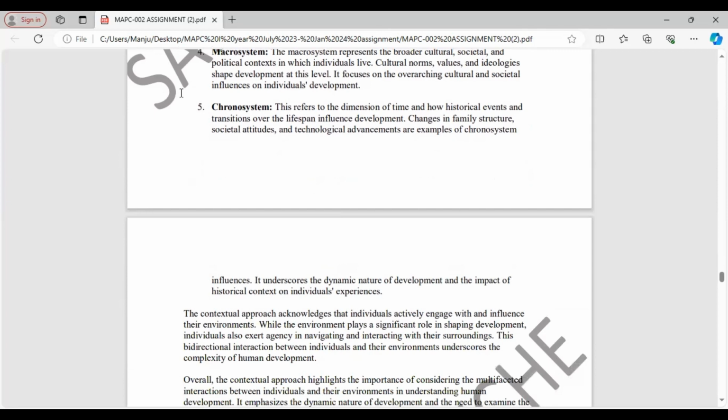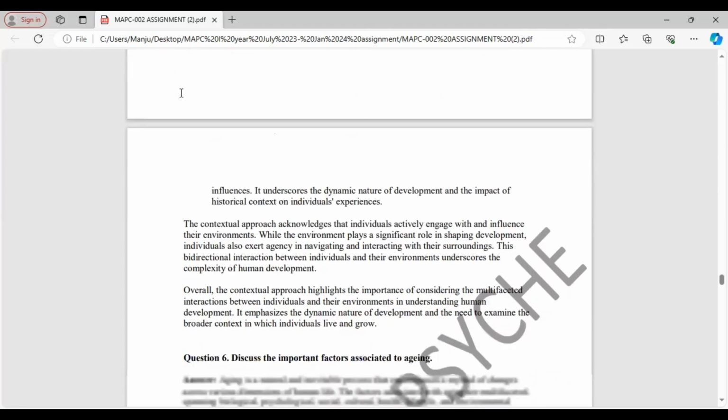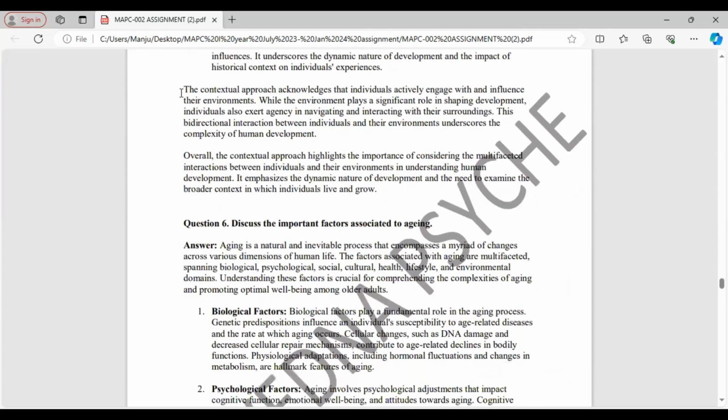Then chronosystem. This refers to the dimension of time and how historical events and transitions over the lifespan influence development. Changes in family structures, societal attitudes, and technological advancements are examples of chronosystem influences. So this way, you will write about all the factors and then you will conclude the answer. Overall, the contextual approach highlights the importance of considering the multifaceted interaction between individuals and their environments in understanding human development. It emphasizes the dynamic nature of development and the need to examine the broader context in which individuals live and grow.